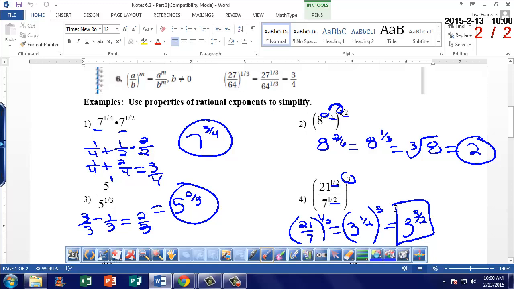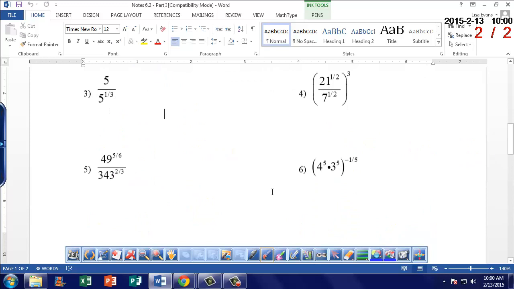Remember, you're always looking at that bottom number. That's your root. Can I take the square root? In this problem, was it, can I take the 4th root? In this problem, can I take the cubed root? Okay, let's just go ahead and continue practicing.